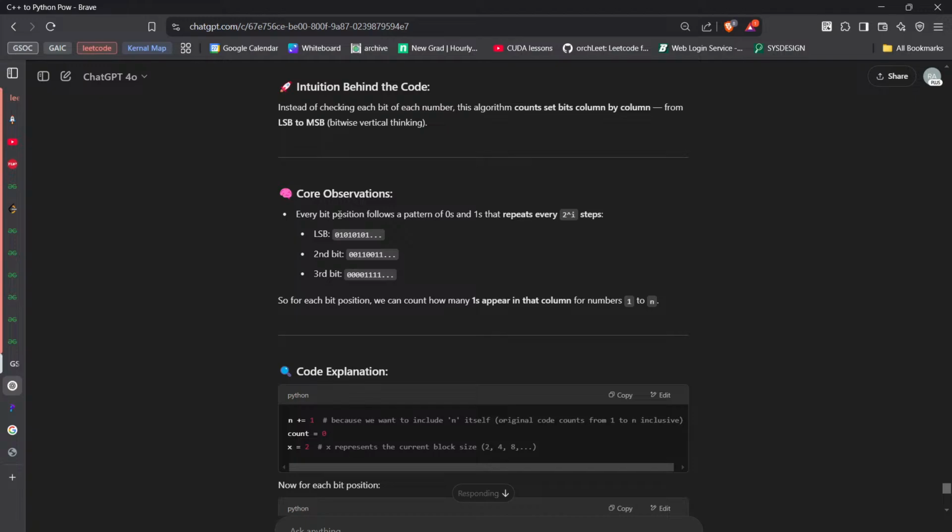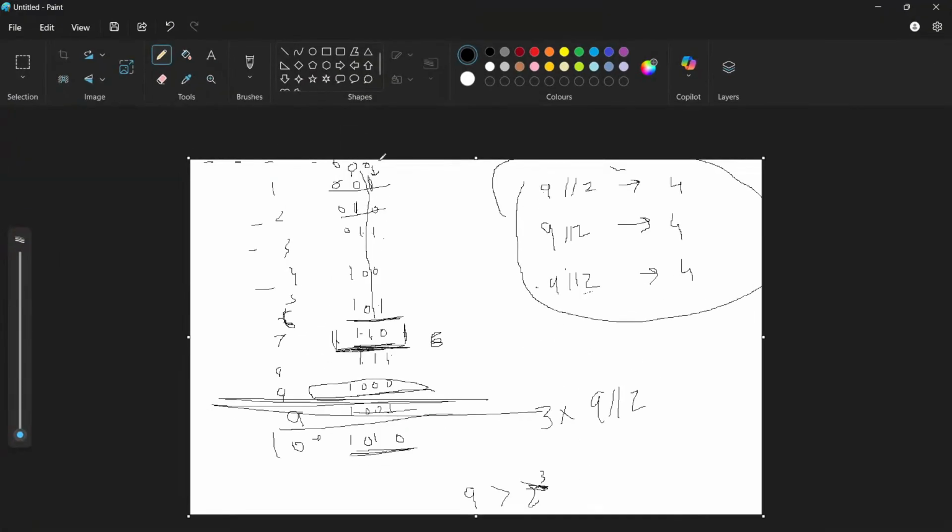Core observation: every bit position follows a pattern of zeros and ones. Every 2 raised to i step. For the first column it's 2 raised to 0, so 1 step. After every 1 it's changing. After every 2 it's changing. After every 2 it's changing.